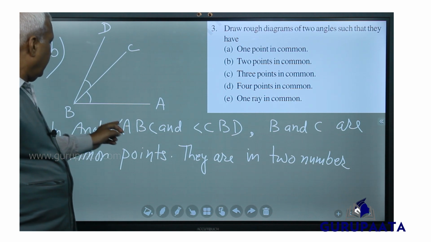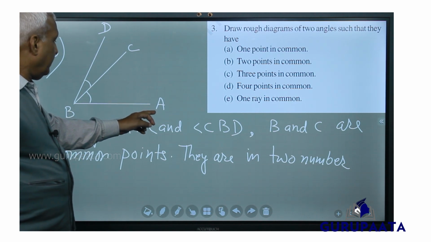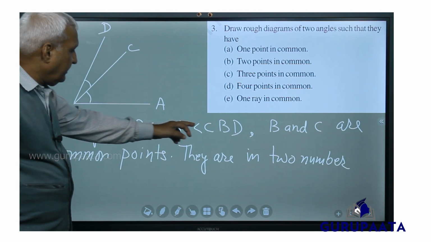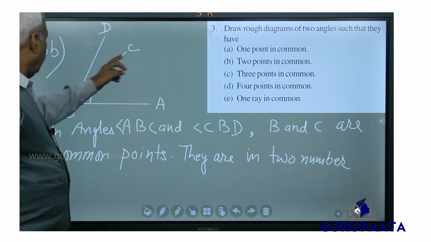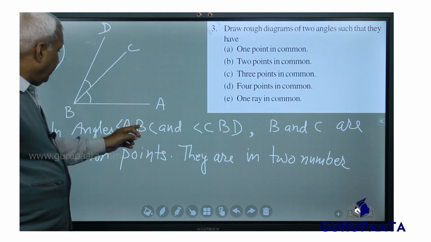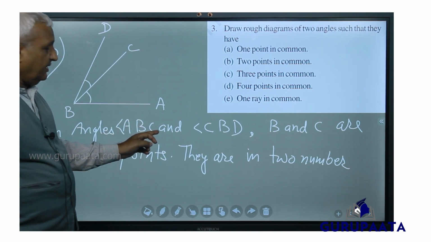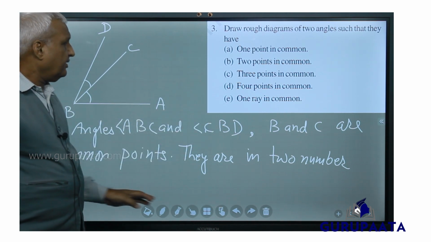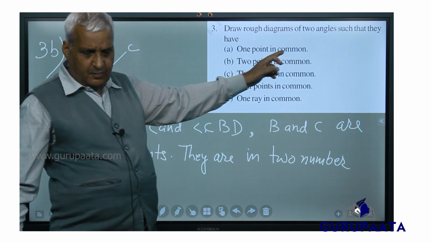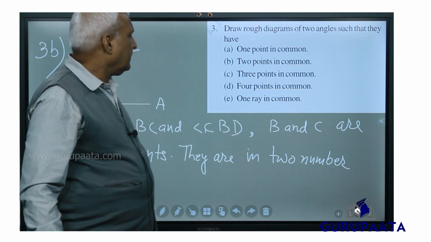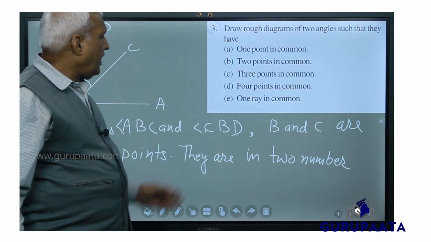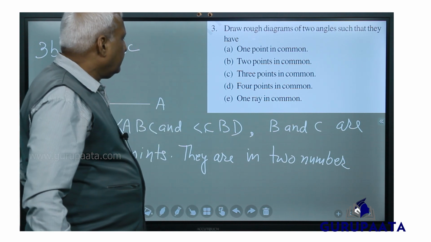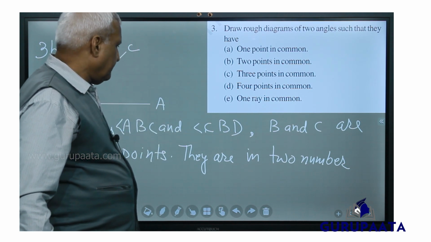In ABC, A is there, B is there, C is there. But A is not there in CBD. But B is there in CBD, C is there in CBD. And in CBD, C is there, B is there, D is not there. So, 2 points in common. Understood? So, now we will go for third question. Okay? 3 points in common.